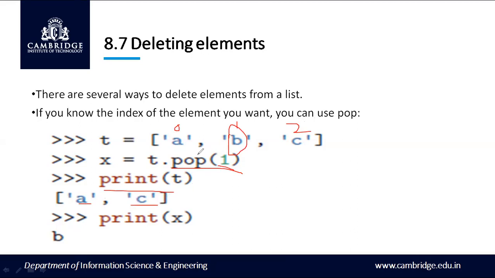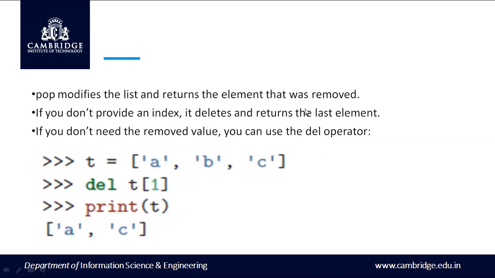That is because the element at index 1 is popped out. The popped out element is stored in the variable X, so when you print X, the popped out element will be displayed. That is one of the methods of deleting elements from a list. Pop modifies the list and returns the element that was removed. If you don't provide an index, it deletes and returns the last element.